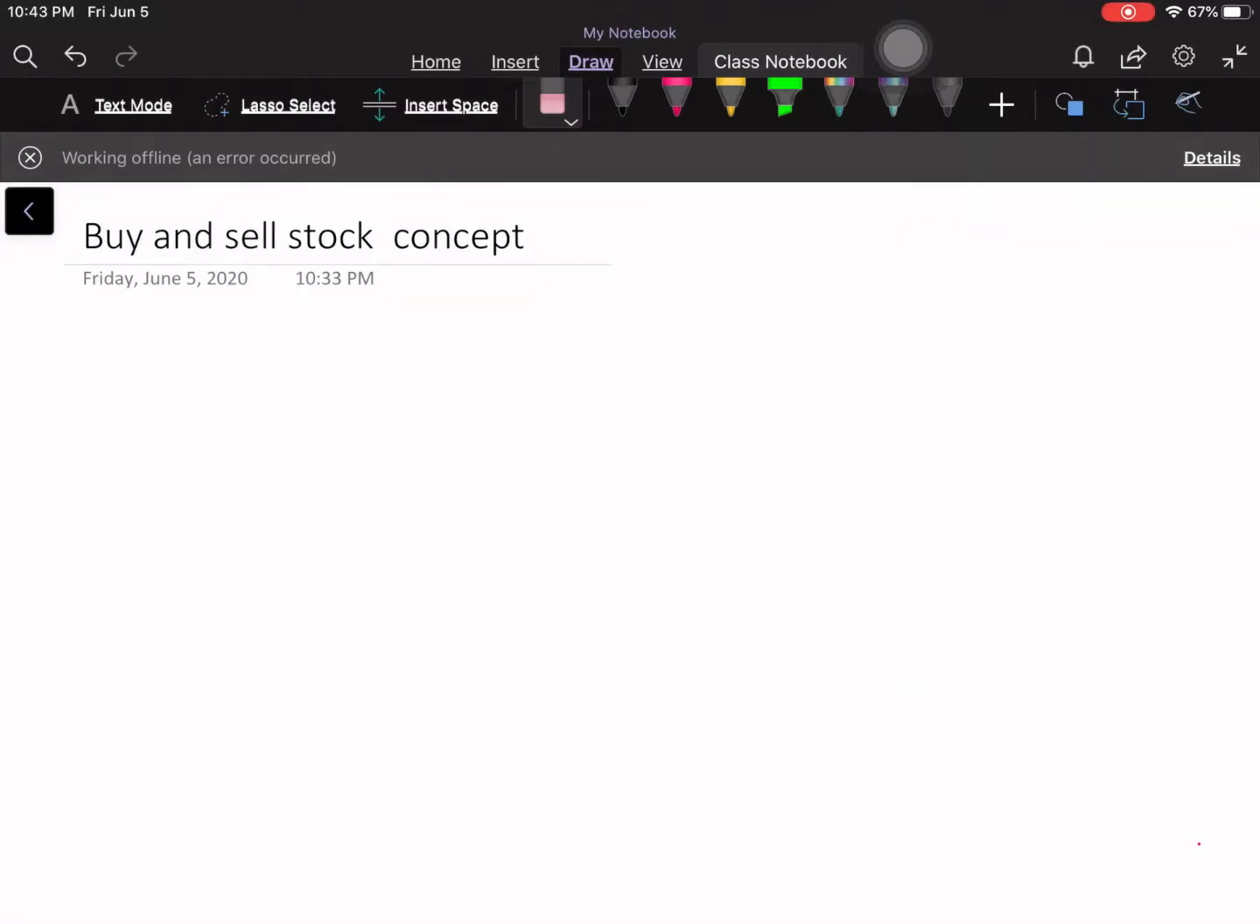Welcome. We're going to do buy and sell stock questions in LeetCode. Today is a concept class. We are going to explain how the question works and how we solve it. There are four variations of the question: 1, 2, 3, and 4.